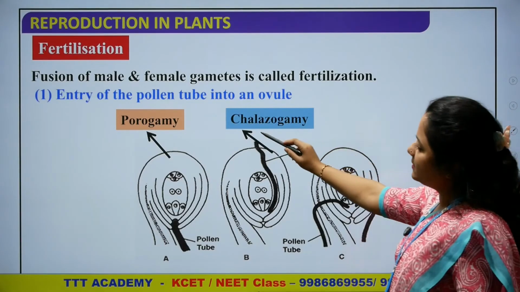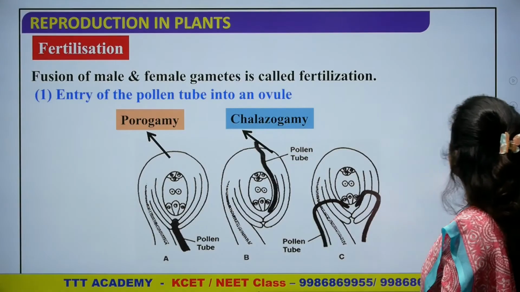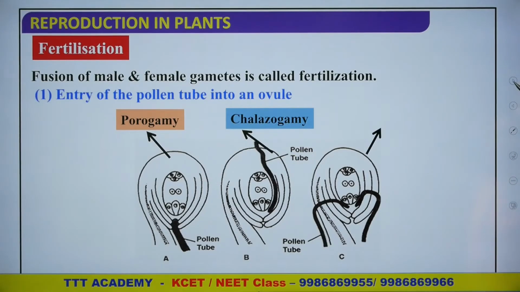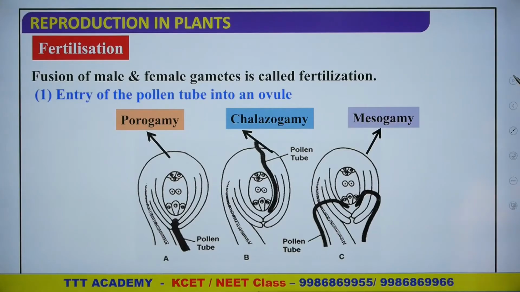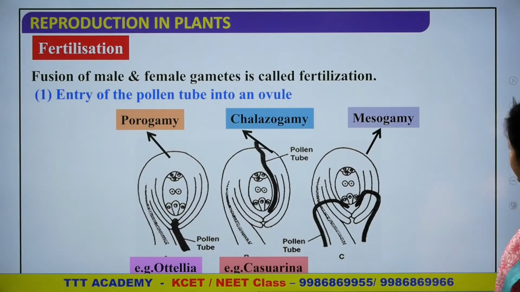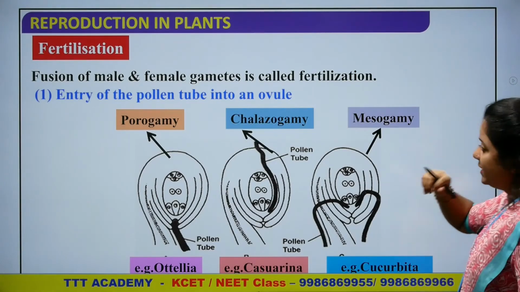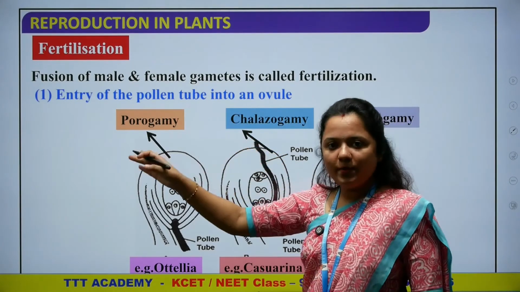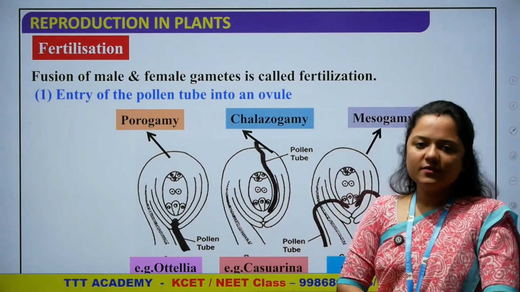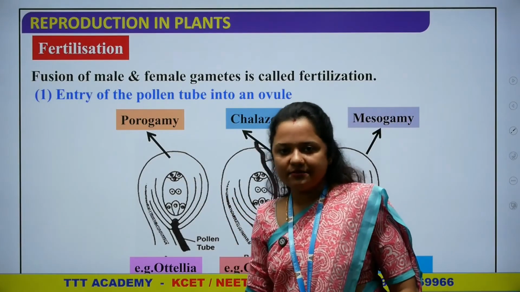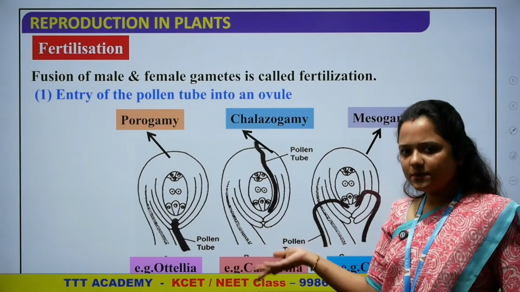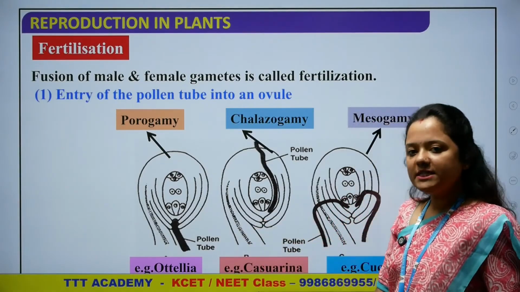Next, the second type is chalazogamy. Why? Because it is entering through the chalazal end, we call it chalazogamy. And here the pollen tube is entering near the end opposite to the micropylar end, that is mesogamy. So these are different types of fertilization; the entry of the pollen tube differs in different kinds of species. This takes place in a variety of species, and it is respective to the difference in species.